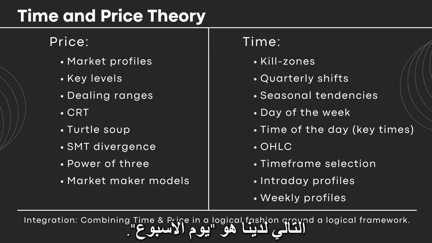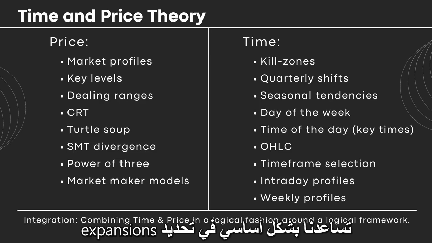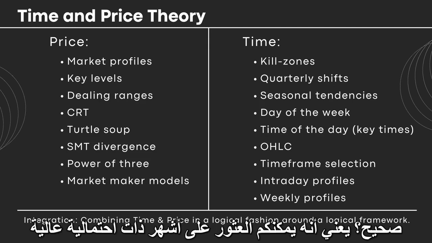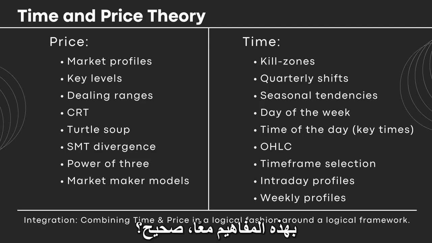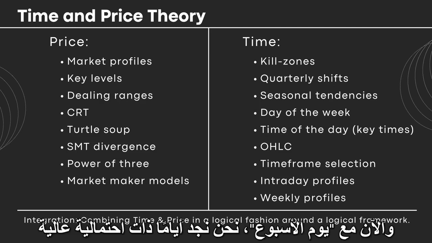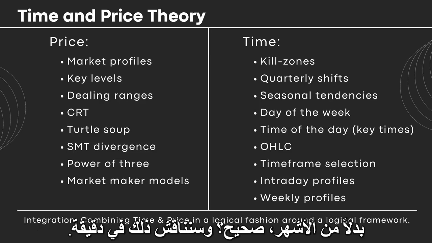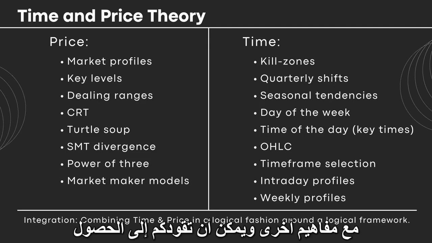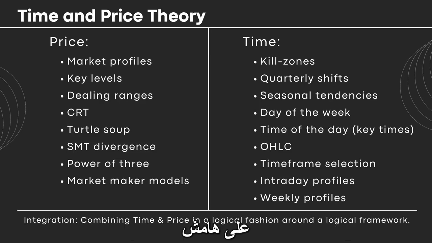Next up we've got day of the week, right? Now, the two concepts above, quarterly shifts and seasonal tendencies, basically help us in identifying expansions in the yearly range or on a monthly basis, meaning you could find high probability expanding months with those concepts together, right? And now with the day of the week, we're finding high probability days instead of months, and we'll discuss that in a minute. And next up is the time of the day, which is basically kill zones and key macros or key times during the day, which could be matched with other concepts and can lead you to a good margin of accuracy.